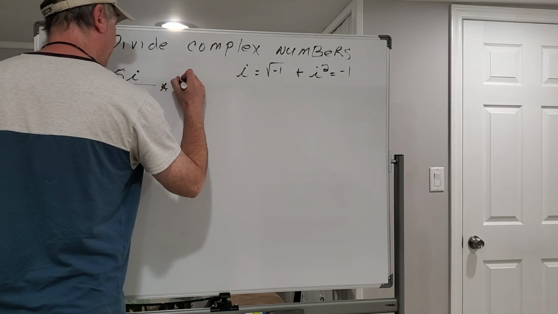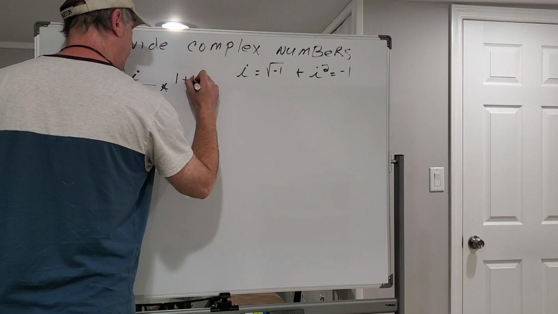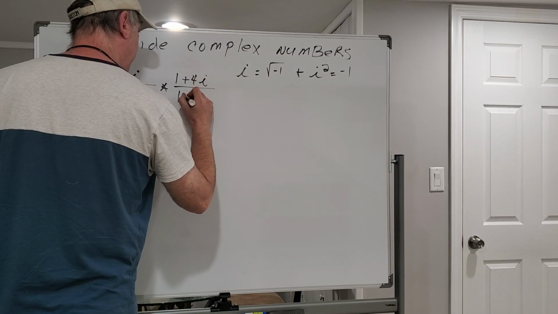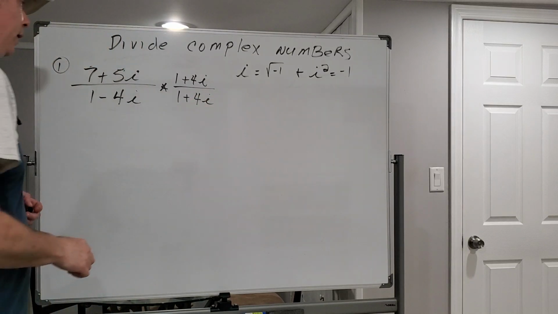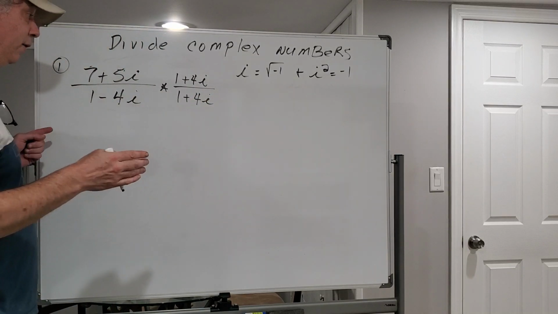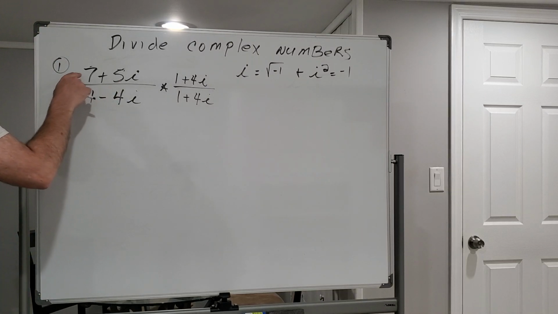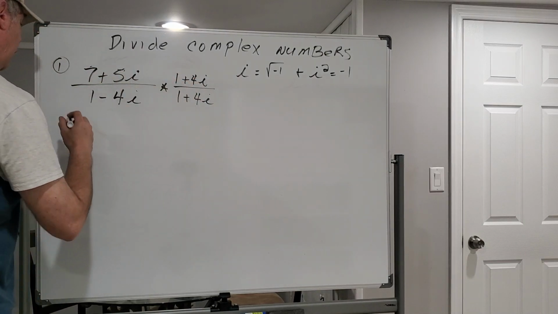So we're going to multiply the top by 1 plus 4i and the bottom by 1 plus 4i. By doing that, we're going to get rid of our i. So we're going to distribute. We're going to take the 7 and multiply it times 1, and the 7 and multiply it times 4i.